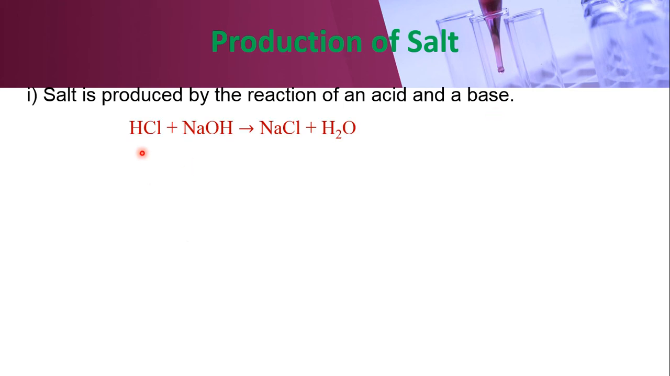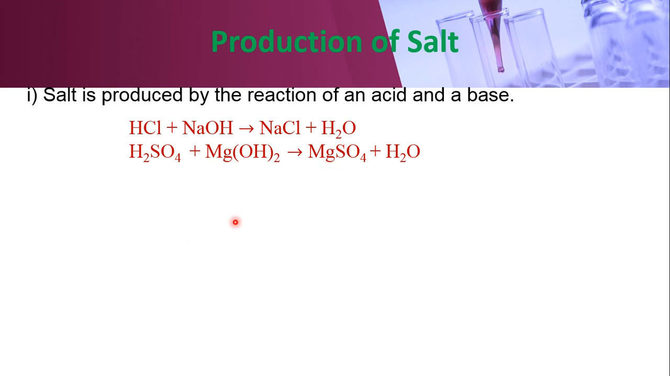Here, HCl acid and sodium hydroxide base produce sodium chloride, salt, and water. Sulfuric acid and magnesium hydroxide base produce magnesium sulfate and water. In this way, salt can be produced.